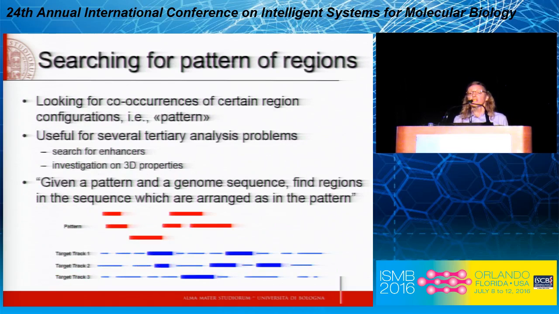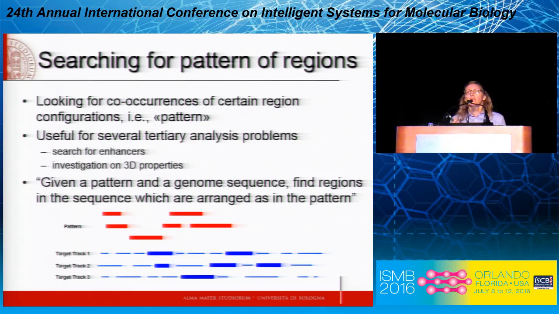First of all, what is a pattern and why is it important to search for patterns in the genomic sequence? A pattern can be defined as a co-occurrence of a certain region configuration. From a biological point of view, we can think about a pattern as a set of regions, peaks, at a given distance from each other along several tracks of the whole genome sequence. And once the biologists have visually identified a pattern of interest in the whole genome, it is important to find similar occurrences in the whole sequence.